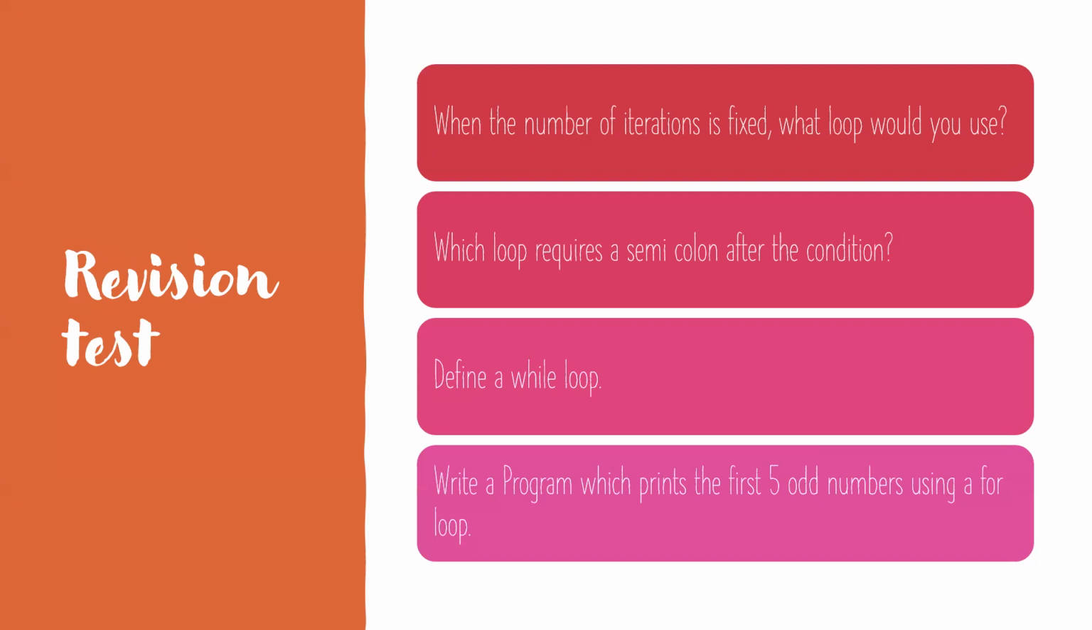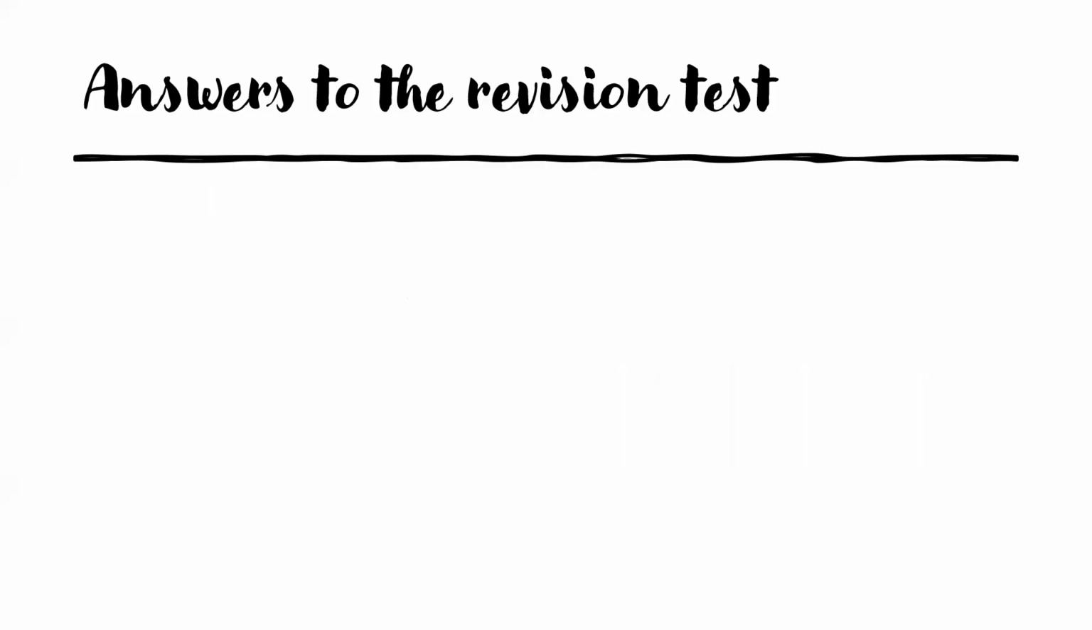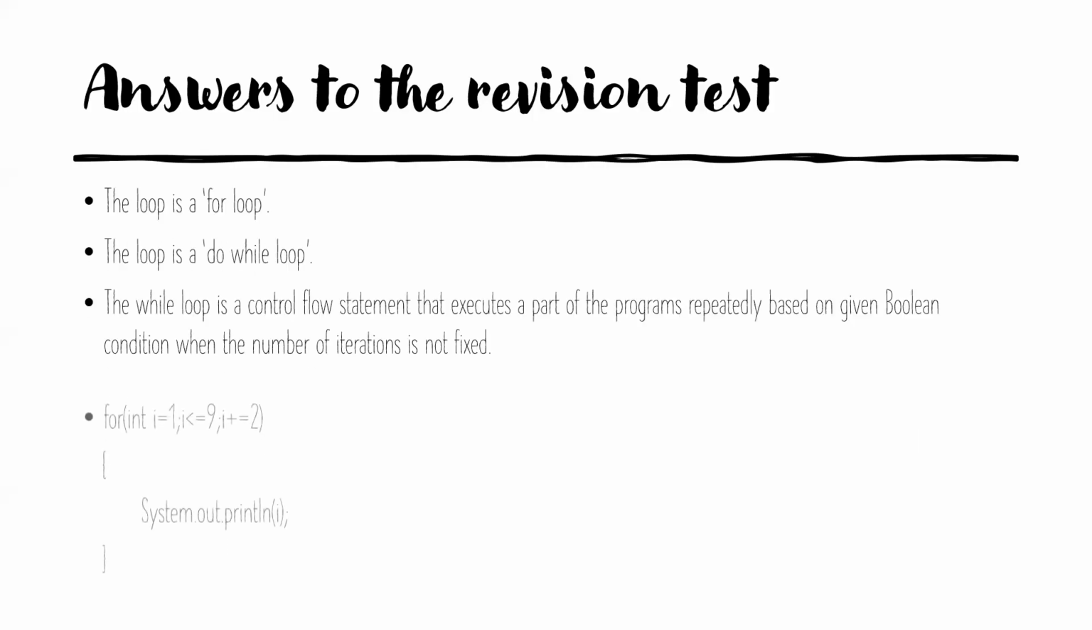And lastly, the code. Write a program which prints the first 5 odd numbers using a for loop. So here's the code. First, there's the for and the 2 parentheses. You can do this 2 ways. I've done it this way, but you can do it another way as well. I'll show you that later. int i = 1; i <= 9; i += 2.